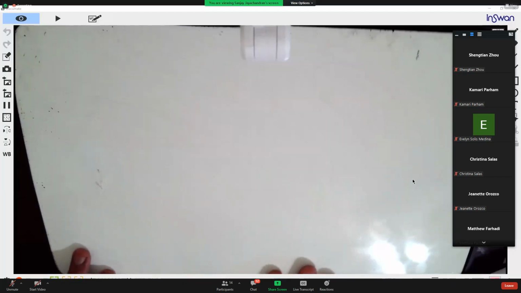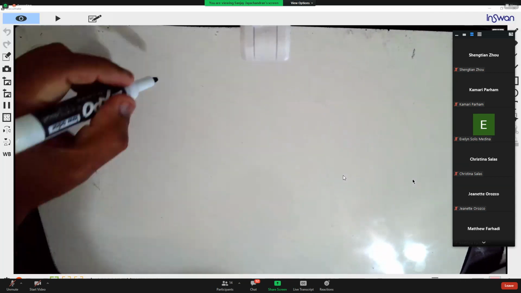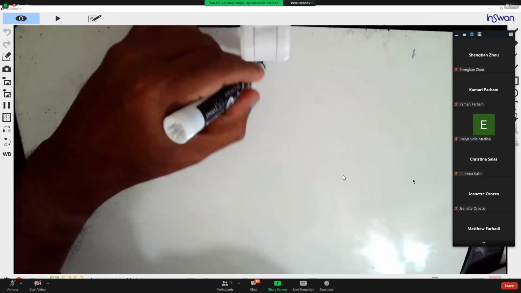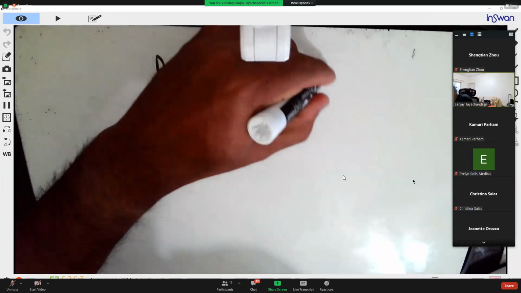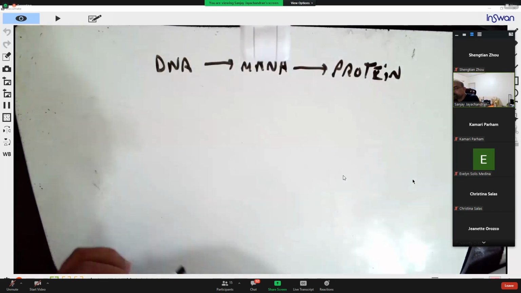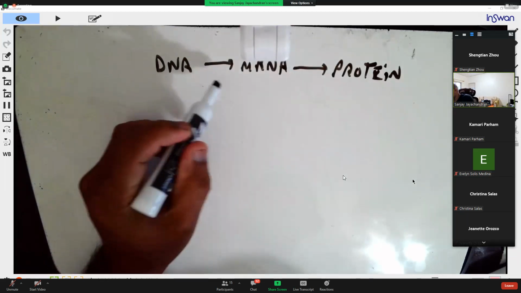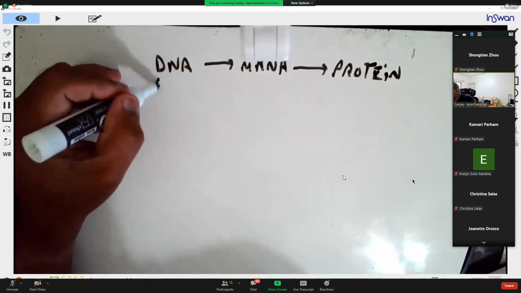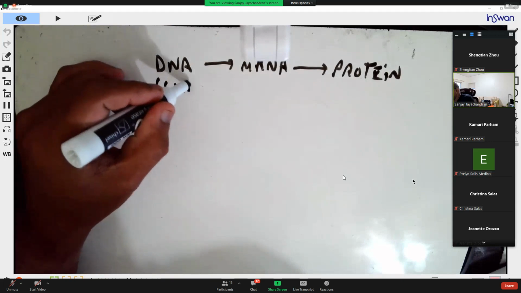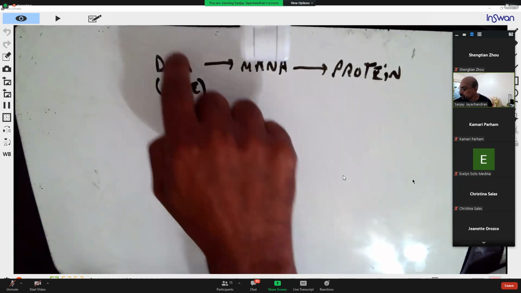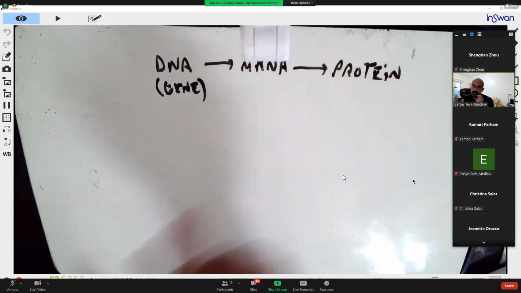So the general sequence of events is DNA to mRNA to protein. This is like a flow chart. It doesn't mean I'm converting DNA to RNA, RNA to protein. Think of DNA as an information molecule. It's the gene. The gene is the code for the protein. It's a one-to-one relationship.